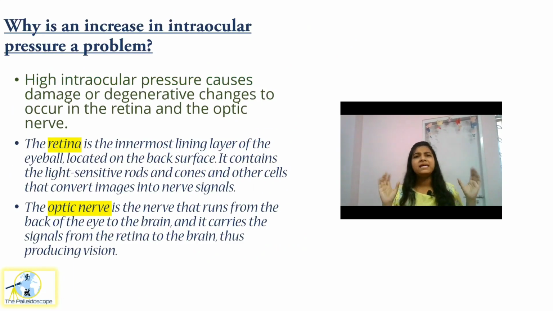Okay, so why is an increase in intraocular pressure a problem? So why is it even a problem? It is a problem because the pressure is increasing.